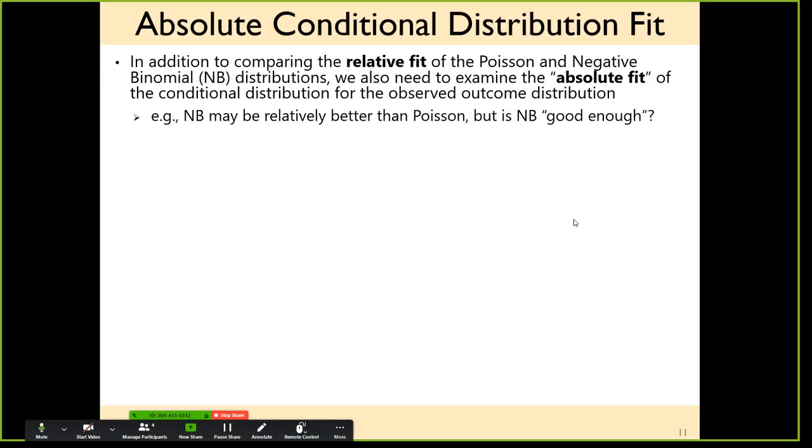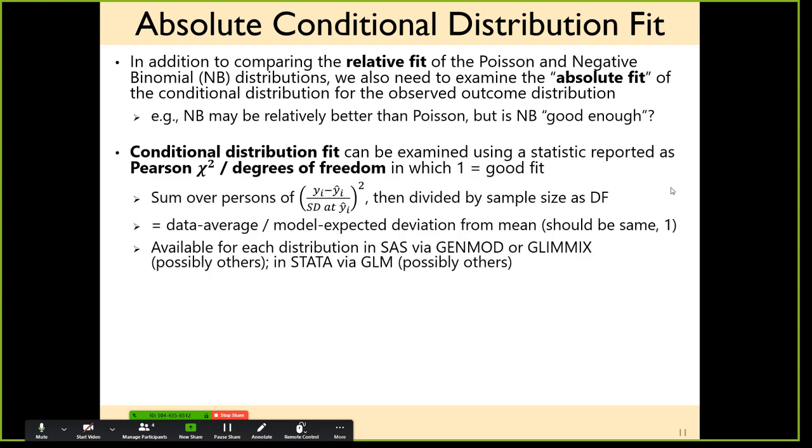And there is a stat for that that gets reported by these generalized modeling programs, which also can tell you if something is normal or not, by the way. So that can help in deciding whether or not you even need a generalized linear model. It's reported as Pearson chi-square over degrees of freedom. One means you have good fit. That's what the goal is.